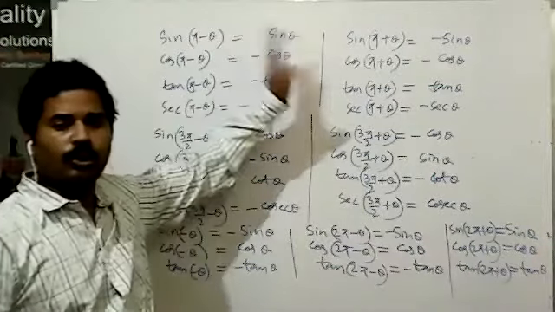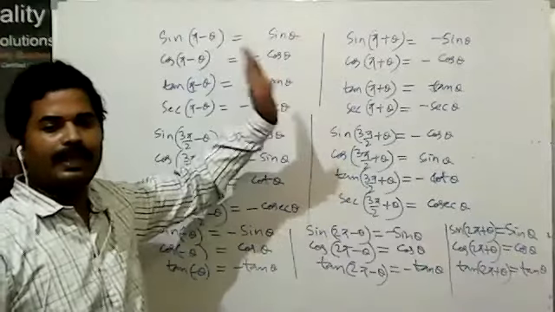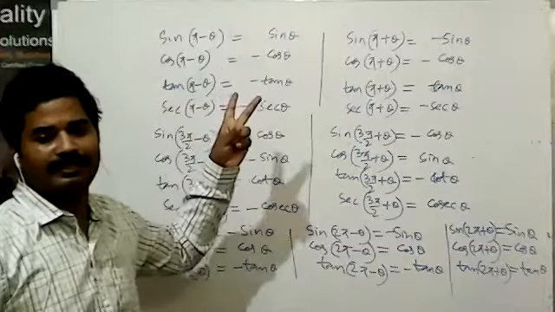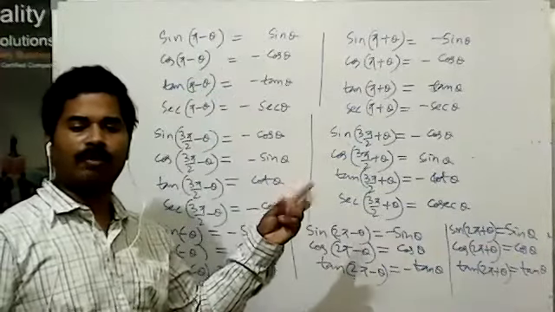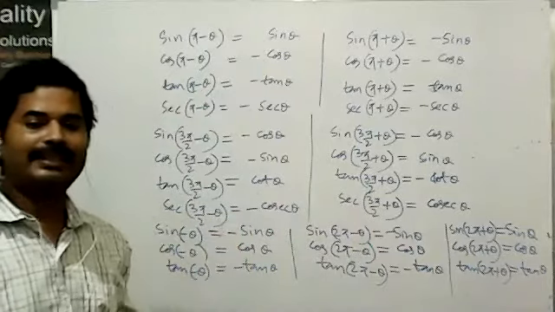If you know the line representation, quadrant representation, and sign representation, you can find out the functional value very easily. So two formats are there. One is the π/2 format, another is the π format. You can find out very easily.